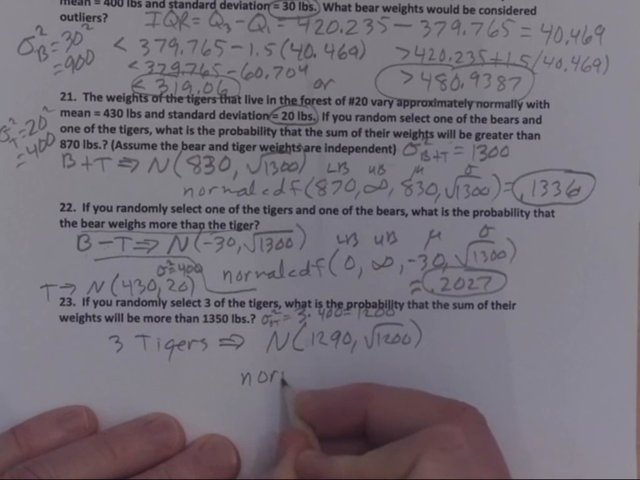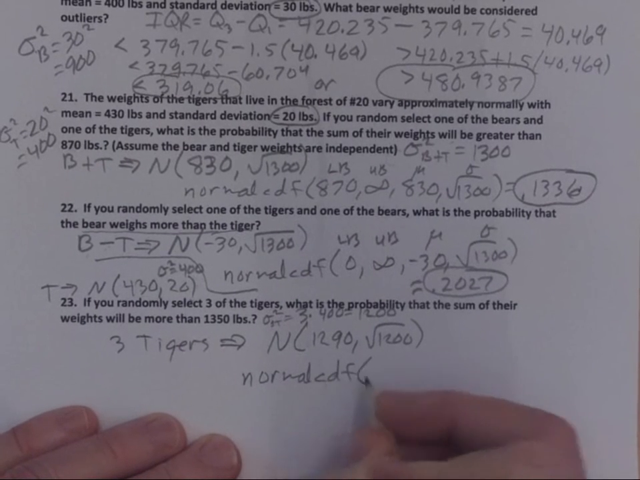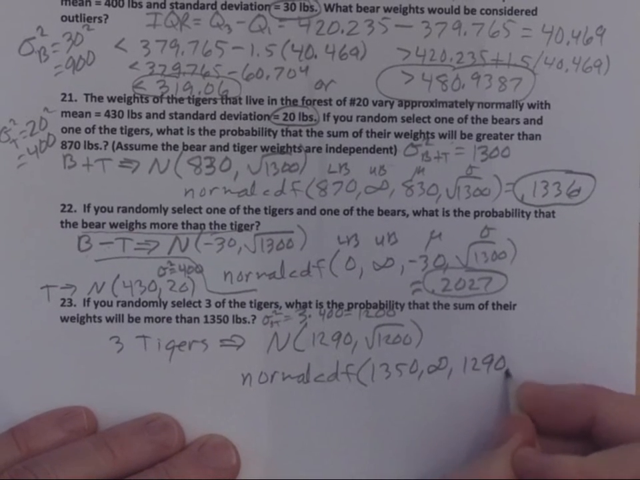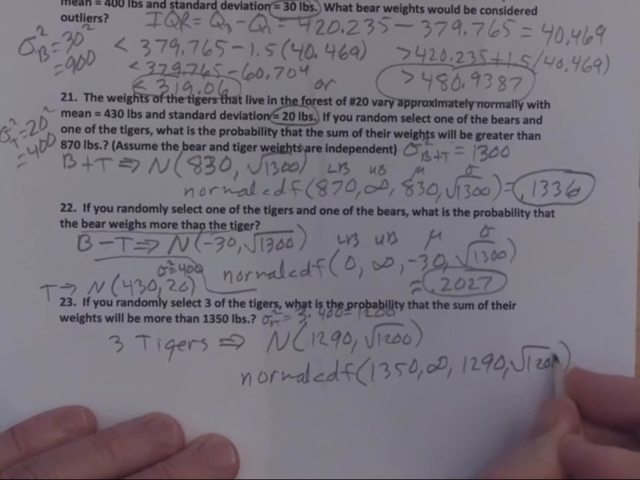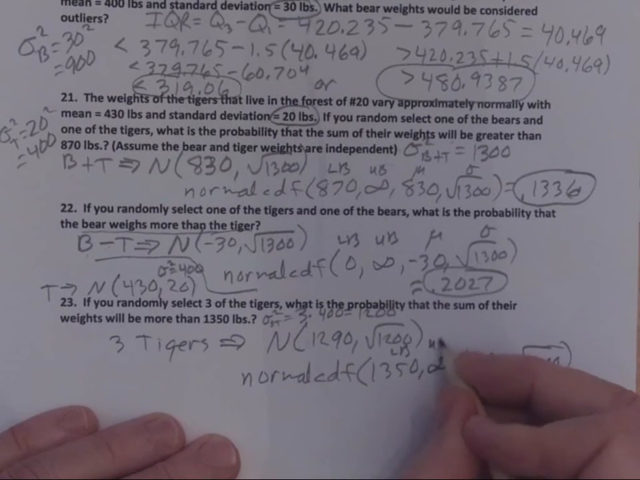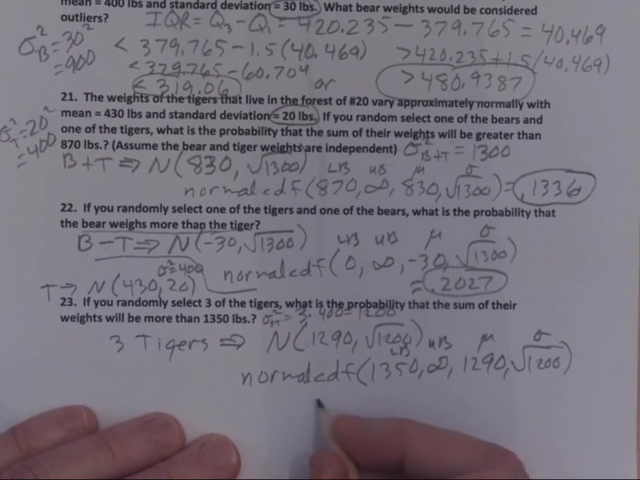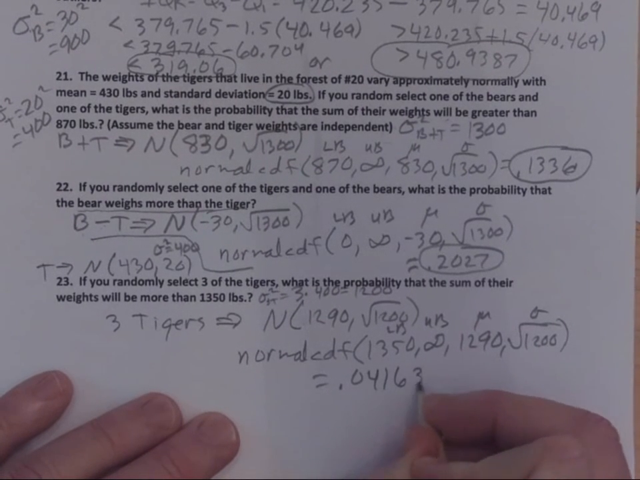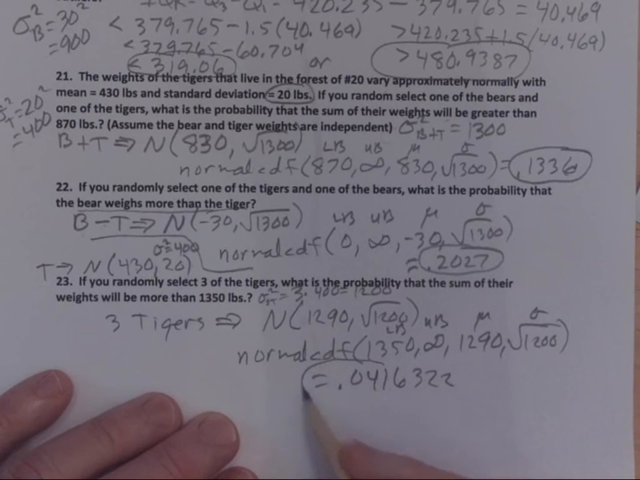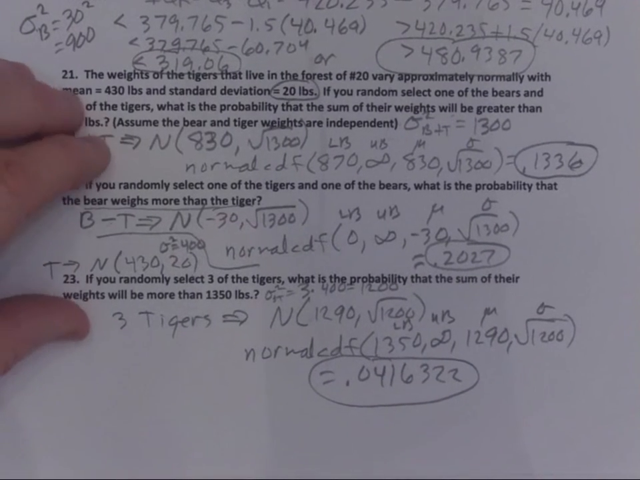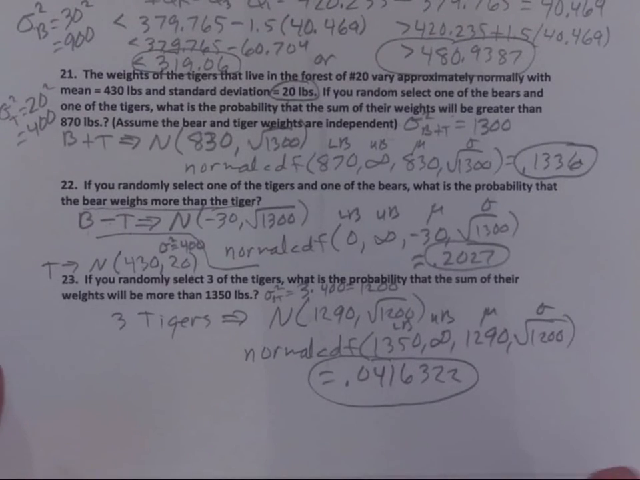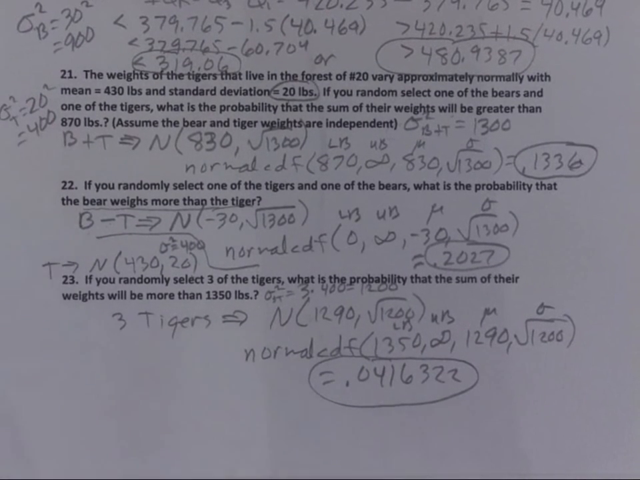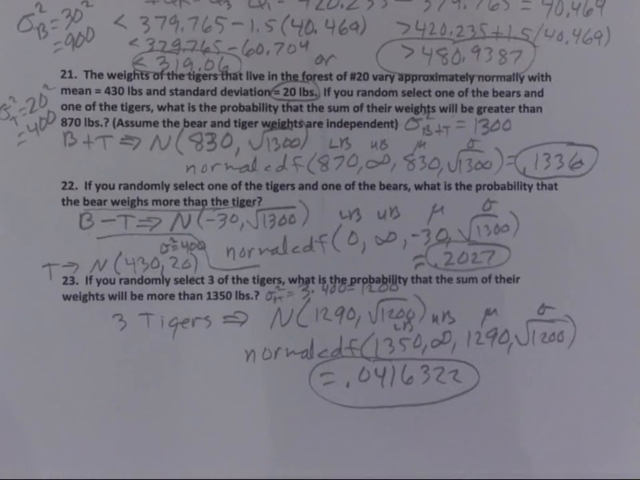So you go normal CDF, 1350 to infinity, our mean is 1290, our standard deviation is the square root of 1200, like that. So that's my lower bound, that's my upper bound, that's my mean, that's my sigma. And when you do that, you would end up getting 0.041632 approximately. Now look, these are some of the hardest problems in the world of AP. They're the most missed problems all year. Of the whole AP Stats curriculum, these are the hardest mathematical problems we got. And so there you go.